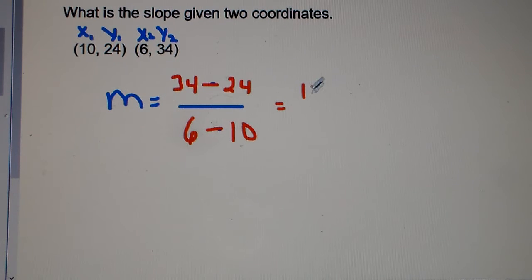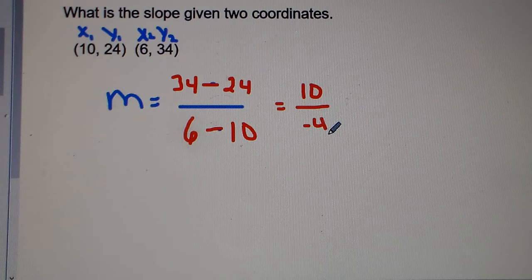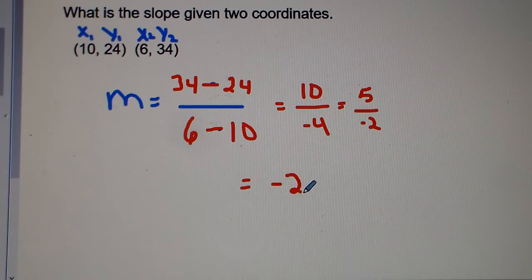34 minus 24 is 10. 6 minus 10 gets you negative 4. 10 divided by negative 4 actually simplifies down to 5 over negative 2. Or 5 divided by negative 2, if you put that in a calculator, you're going to find out that's negative 2.5 as a decimal.